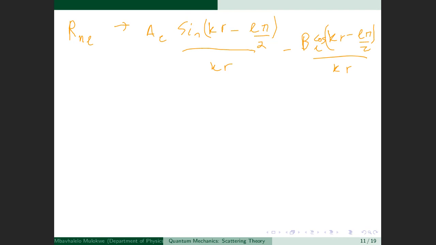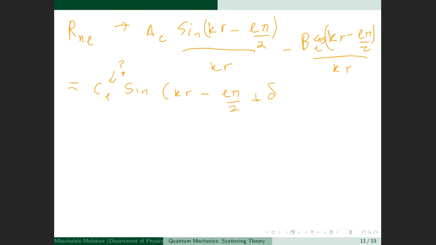Now you're going to make a trick. I'm sure you've seen this. We're just going to assume that you can write this in terms of a single trig function. So let me choose sine of kr minus L pi, with a phase. This will be an unknown that you have to solve for.